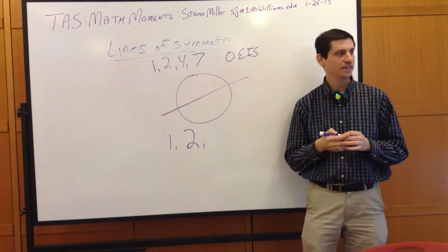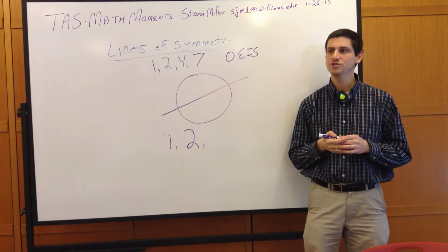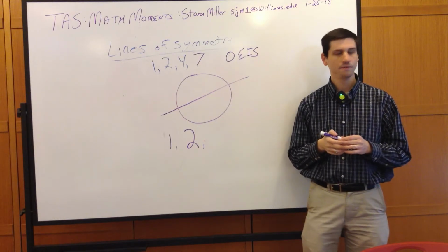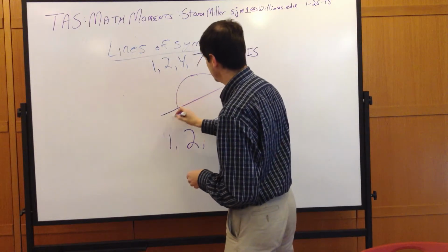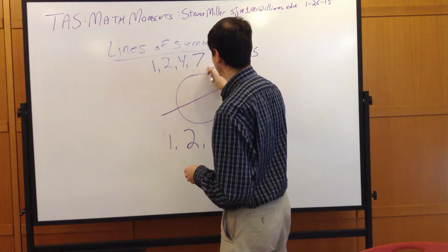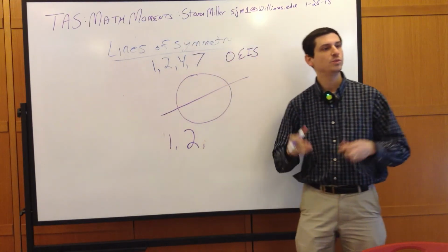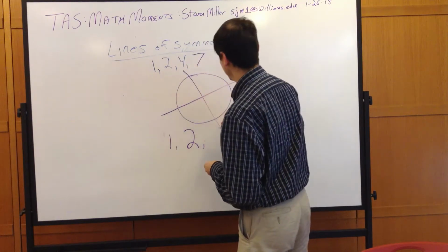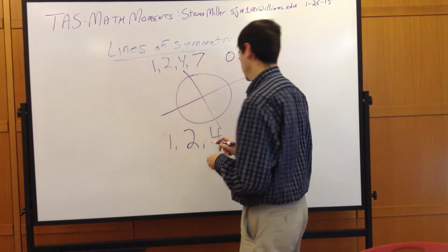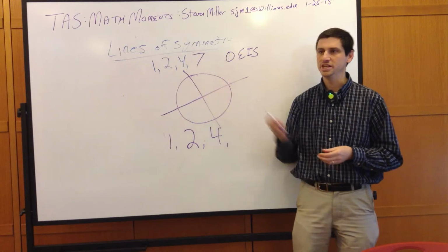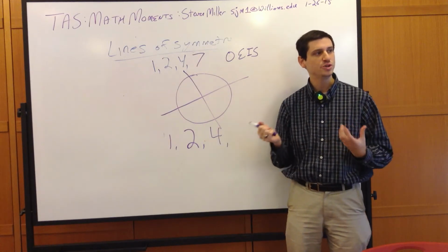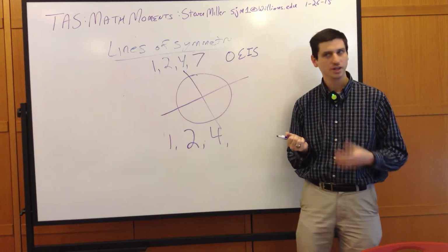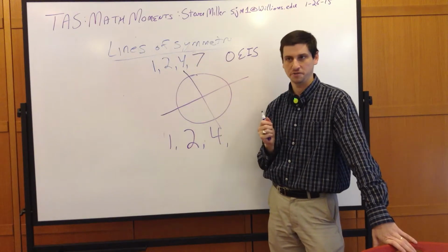Now, let me add another line. What's the maximum number of regions I can divide it into? 4. Now, I could be stupid and go like this and divide it into just 3 regions. But if I want to see the maximum number of regions, I can do 4. So the sequence is the maximum number of regions you can divide a circle into, given n cuts.